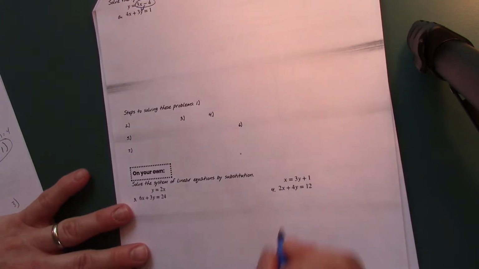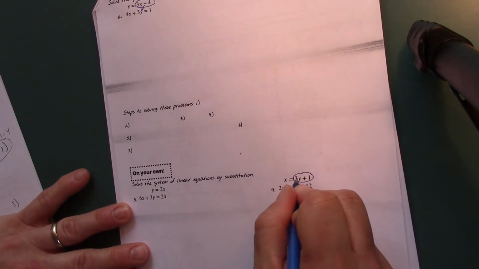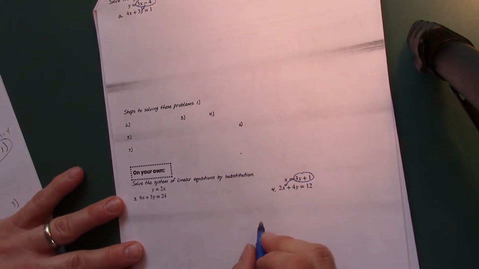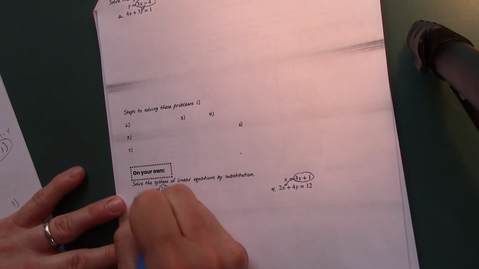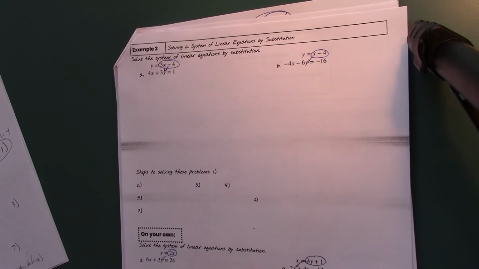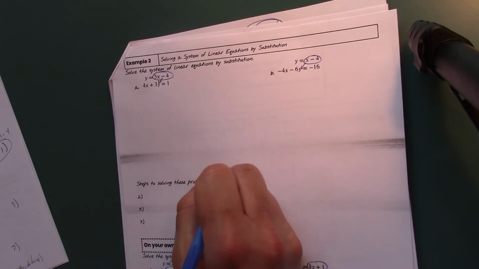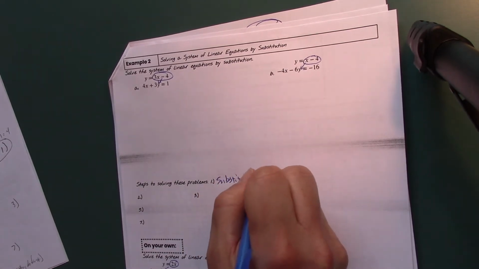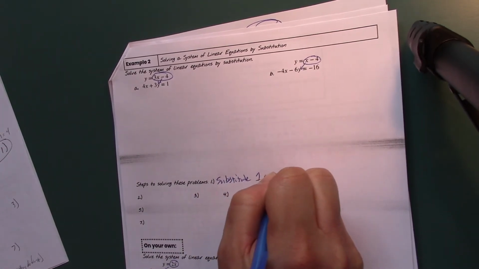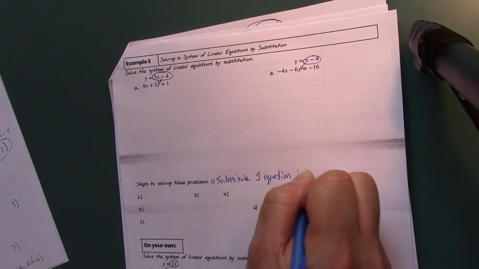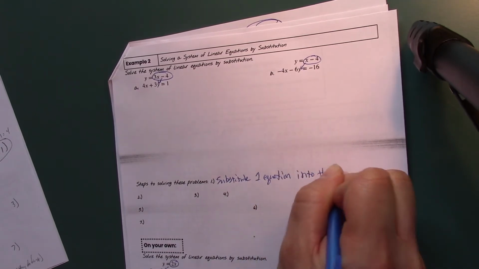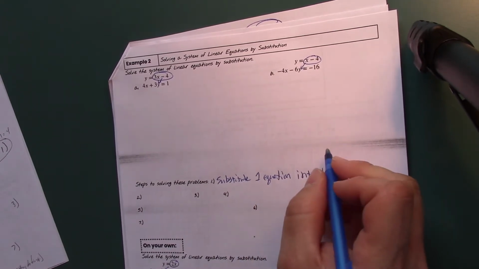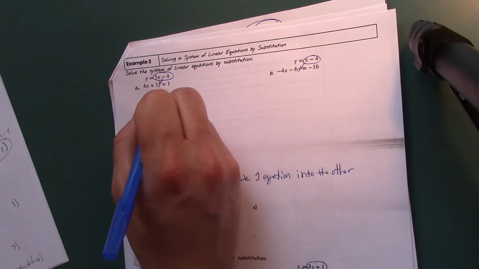Okay, and then let's take a look down here. There's an x here, so we're going to go plug that into x, not y, because that's not what it equals. This is y equals, so we're going to plug it into y. So that's our first step, is figure out what you've got to plug it into, right? So that's step one, is substitute one equation into the other.